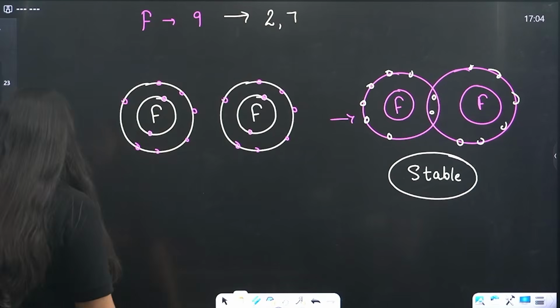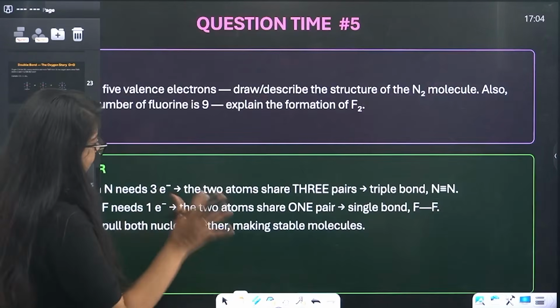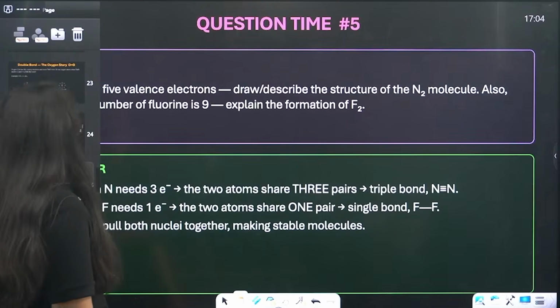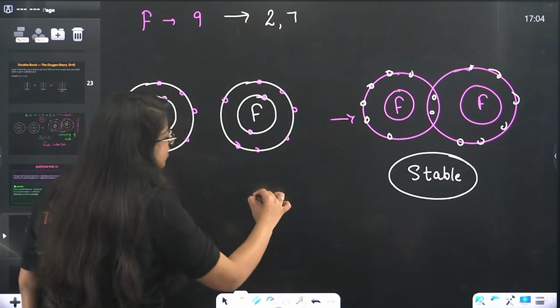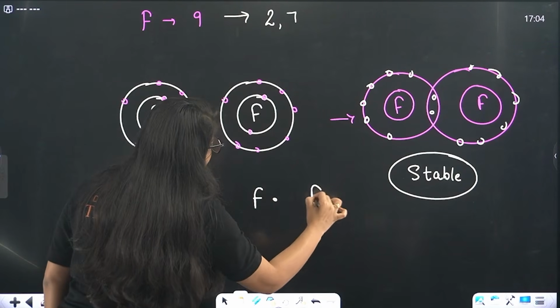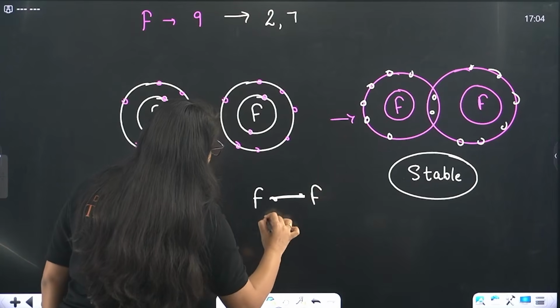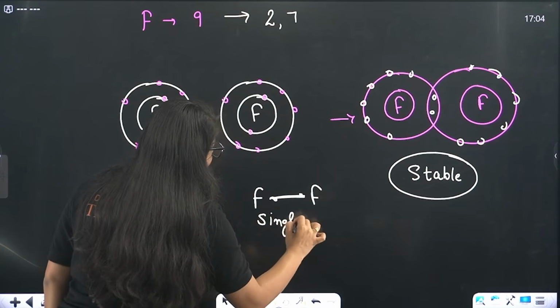Great. Okay, that's the whole thing about our covalent bonding as well. Now these are sharing single electrons, right? So they will make a single covalent bond.